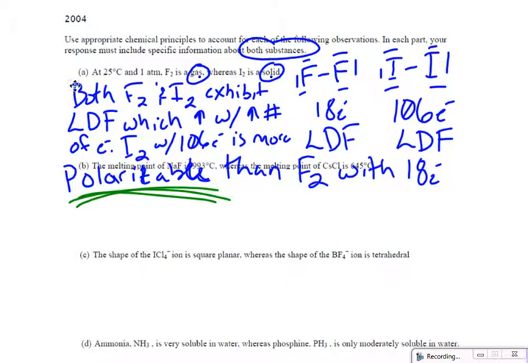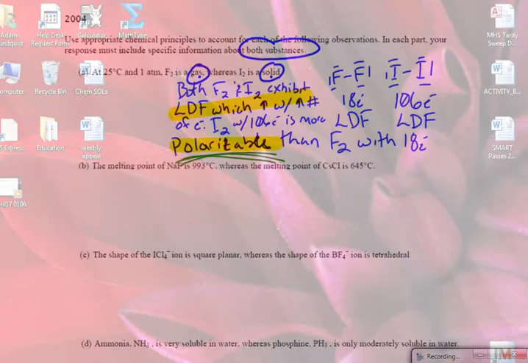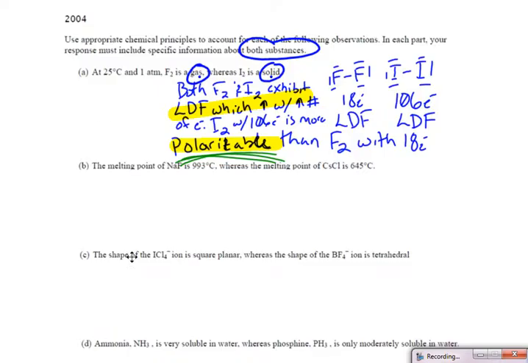All right, so as far as points go, this question is worth 2 possible points. 1 point for identifying that both exhibit London dispersion forces, and then indicating that iodine is more polarizable than fluorine. All right, number next is invisible apparently. There we go.